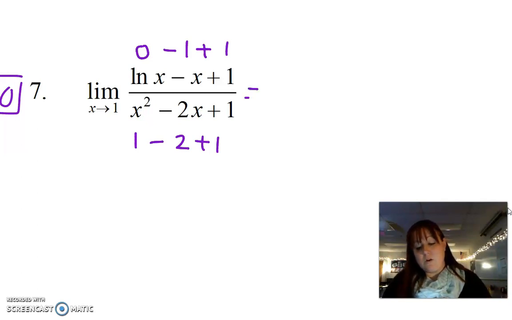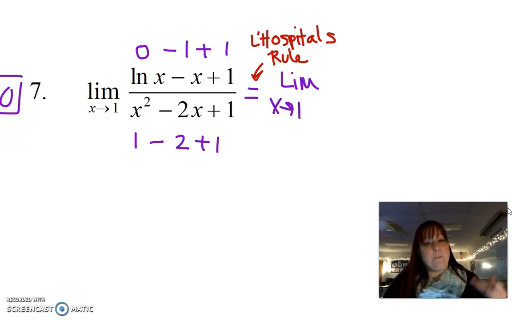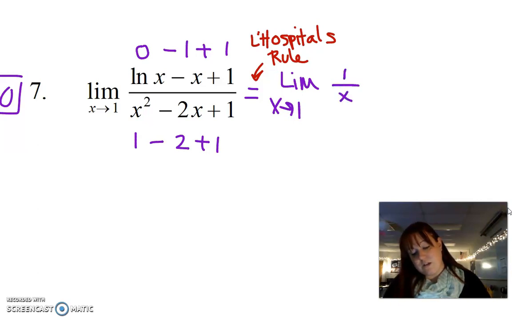So by L'Hopital's rule, I can take this limit equals the limit as x approaches 1. And now I can just take the derivative of the top. And remember, these are each individual terms, so I just take the derivative of each one. So the derivative of ln x is 1 over x. The derivative of x is just 1. And the derivative of the bottom is 2x minus 2.